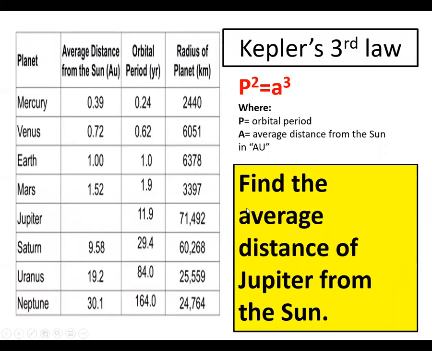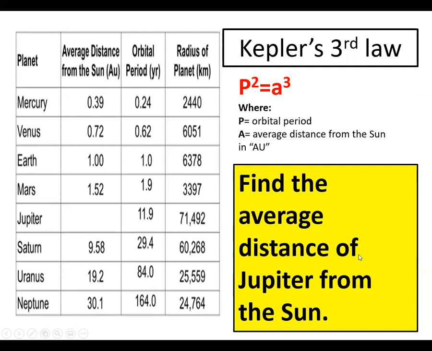Now let's try to solve this one. On the first column, we have the planets. Second column, we have the average distance from the sun in astronomical unit. And the third column, we have the orbital period. And the fourth column, we have the radius of the planet. Let's say we want to determine the average distance from the sun of the planet Jupiter. And since we know the orbital period, which is 11.9, by using this equation, we can find the value of this one, or the average distance of Jupiter from the sun.